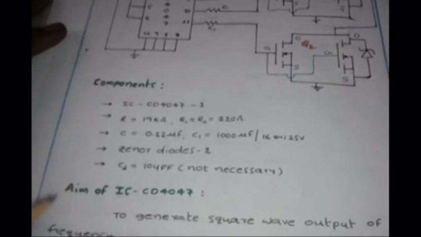If you see, this is the circuit. Here is a battery, this is a diode, and this is an IC CD4047. You can download this circuit from the link below. So what are the components basically required in this circuit? It's IC CD4047, one resistor and two other resistors. So these are the components required for the circuit.